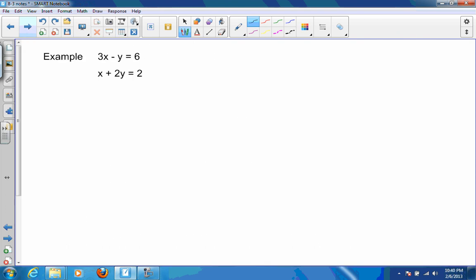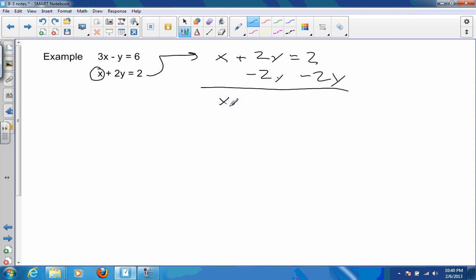All right, let's go through our first example here. If we look at these equations and we look at the second one, x is all by itself in the second equation. When you get a variable that's all by itself, that is the easy one to solve for. So let's go ahead, pick this one and solve for x. So I have x plus 2y equals 2. I'm going to solve for x. I'm going to subtract 2y from both sides. Minus 2y, minus 2y. That gives me x is equal to negative 2y plus 2.